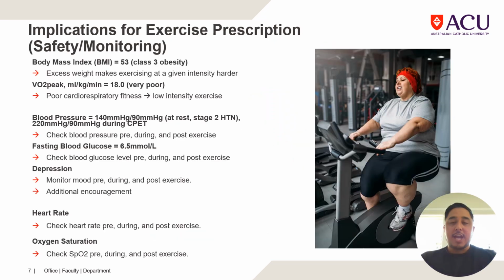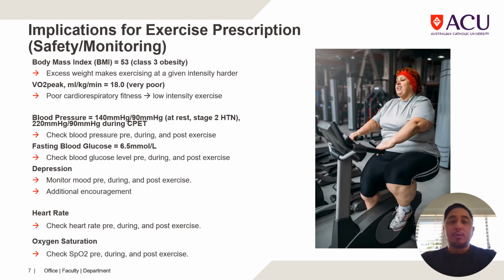Mandy's results indicate a high BMI and very poor VO2 peak. These factors will directly affect Mandy's ability to perform exercise. Her high BMI will result in her having to work harder at a given intensity as she is carrying a large amount of excess body weight, placing additional stress on her musculoskeletal and cardiorespiratory systems.